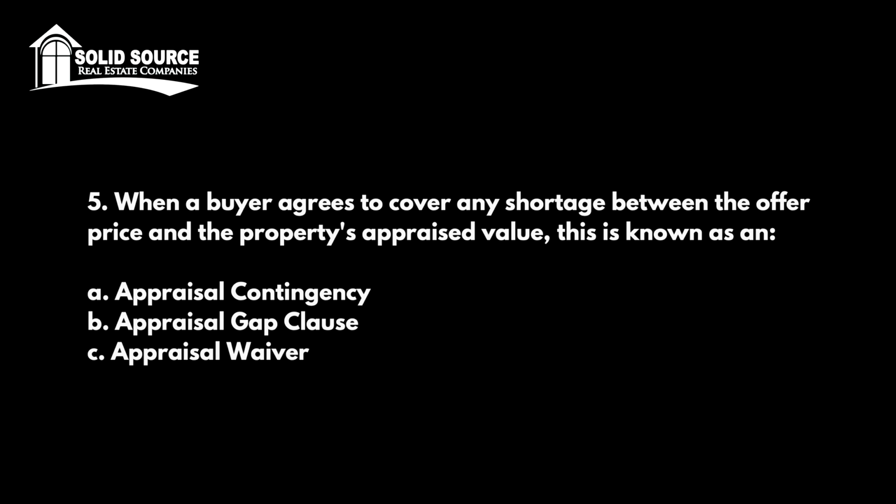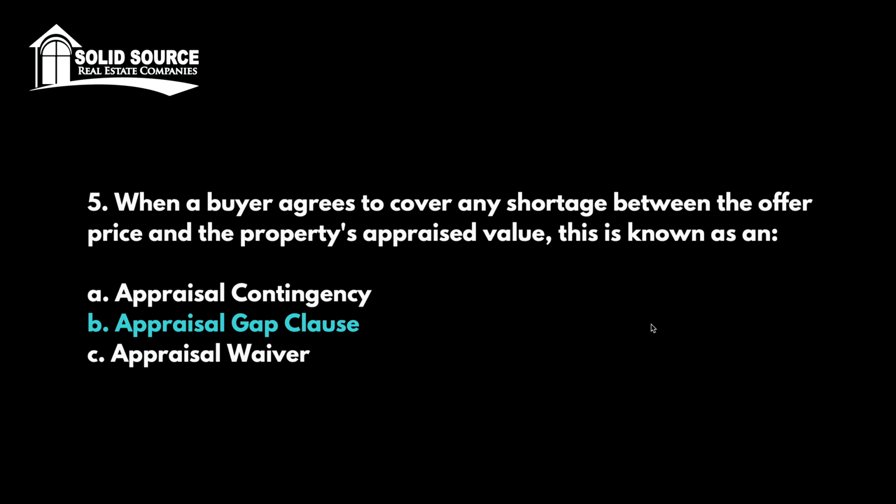All right, so question number 5. When a buyer agrees to cover any shortage between the offer price and the property's appraised value, this is what we refer to as appraisal contingency, appraisal gap clause, or appraisal waiver. If you've been following our channel and watching some of our other videos, this one might be a little bit too easy for you because it is going to be B, appraisal gap clause. And you're going to hear me say, don't recommend appraisal gap for FHA or VA buyers because of the amendatory clause, which is a blanket appraisal contingency that we can try to override with special stipulations, but we can't really ever escape it because the lender is going to come back and ask for their own separate amendatory clause to be signed.